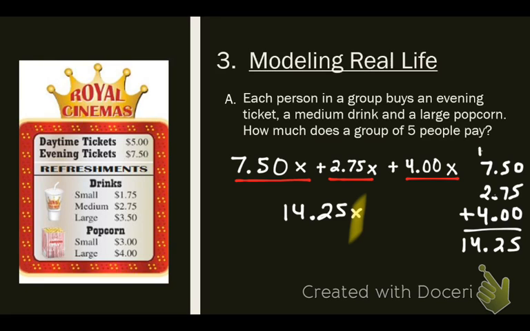But I don't want to know it for one person. I want to know it for how many people. So what should I do with that X? Times it by 5. So we're going to have 14.25 times 5. All right, once again, you can do the work over here on the side.